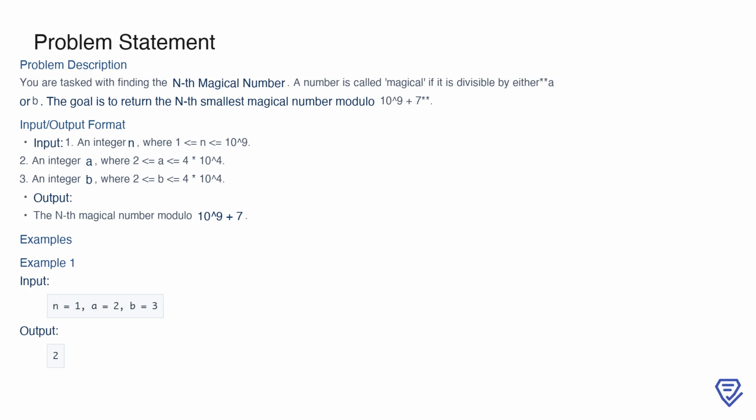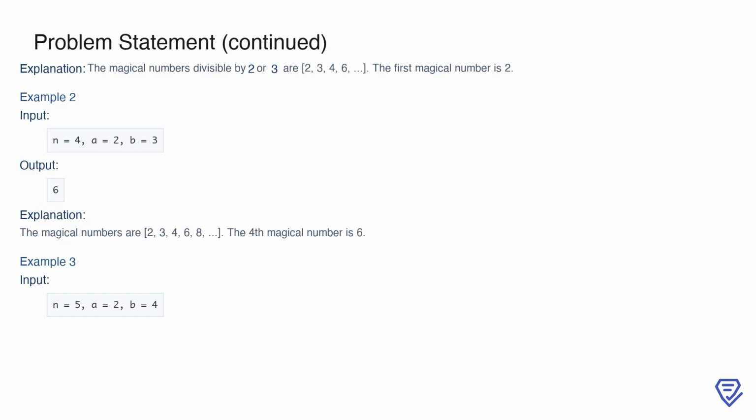Let's consider an example. When n equals 1, a equals 2, and b equals 3, the output is 2 because the smallest magical number divisible by either 2 or 3 is 2 itself. To better understand, let's look further into the examples. For the input n equals 4, a equals 2, and b equals 3, the output is 6. Why? Because the sequence of magical numbers divisible by 2 or 3 is 2, 3, 4, 6, 8. Here, the fourth magical number in this sequence is 6.